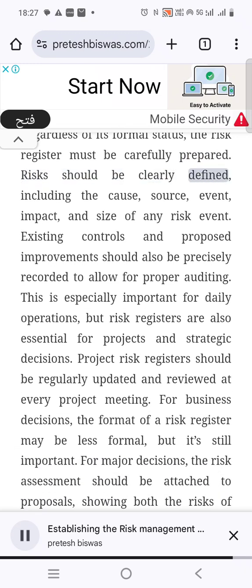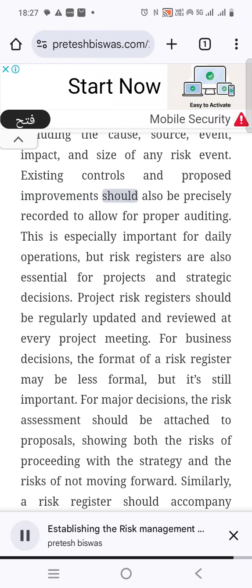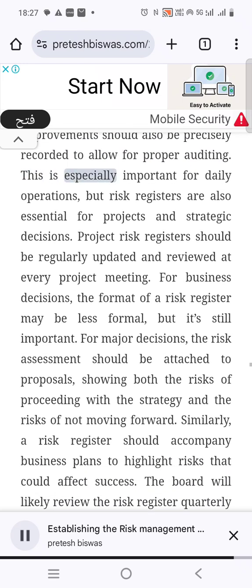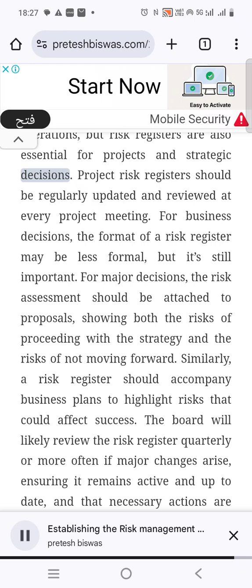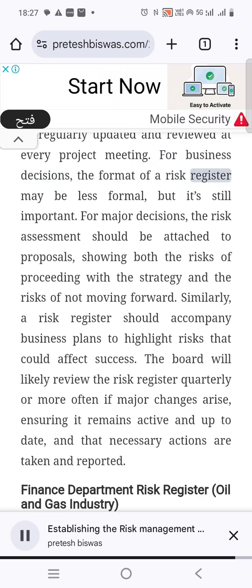Risks should be clearly defined, including the cause, source, event, impact, and size of any risk event. Existing controls and proposed improvements should also be precisely recorded to allow for proper auditing. This is especially important for daily operations, but risk registers are also essential for projects and strategic decisions. Project risk registers should be regularly updated and reviewed at every project meeting. For business decisions, the format of a risk register may be less formal, but it's still important.